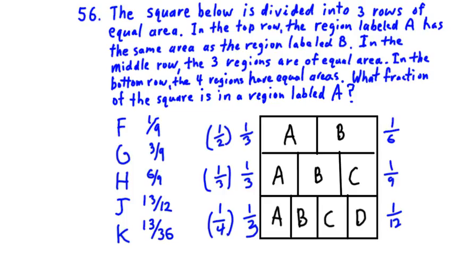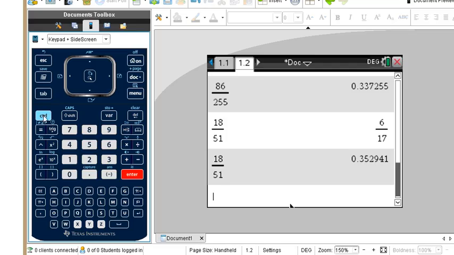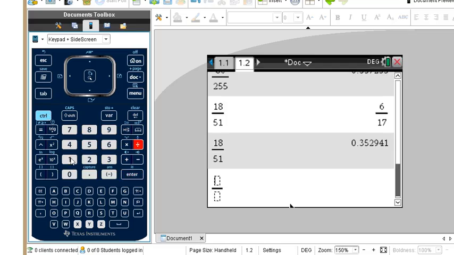I'll show you this. 1/6 plus, and it's going to be faster for you. I have more limited dexterity having to use my little writing pad here.